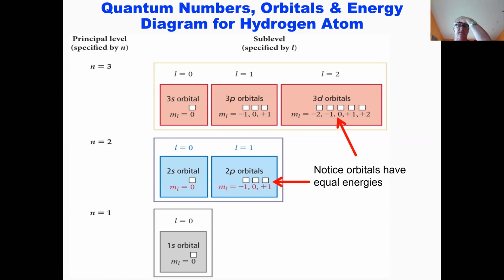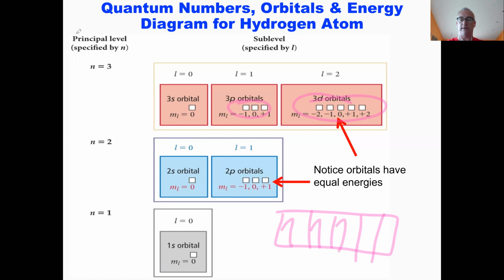So notice that when we're drawing these diagrams, each of the orbitals in a particular subshell all have equal energies to each other. So all these p orbitals and all these d orbitals all have equal energy. So when we fill them in, we fill them in one at a time. 1, 2, 3, 4, 5. And basically we can put them anywhere. We fill them in one at a time before going back, okay?